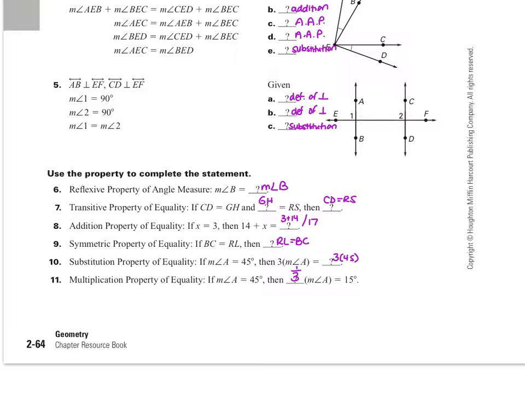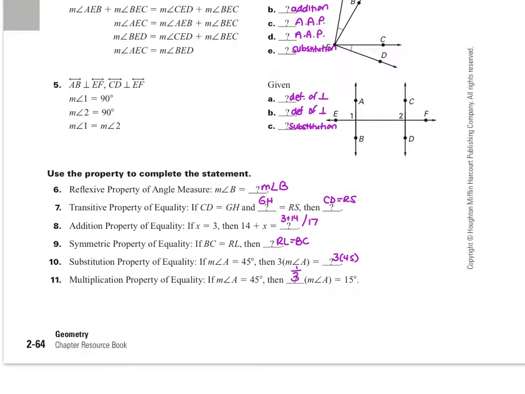Transitive would be the combination of 2 if-then statements. If CD equals GH, and you're trying to combine together the first and the last, so then GH would equal RS, then CD would equal RS. Addition, if x equals 3, then 14 plus x would equal, so you're adding 14 to the other side. You could have either said 3 plus 14, or you could have simplified and said 17. Symmetric, you're just switching the order. If BC equals RL, then RL equals BC.